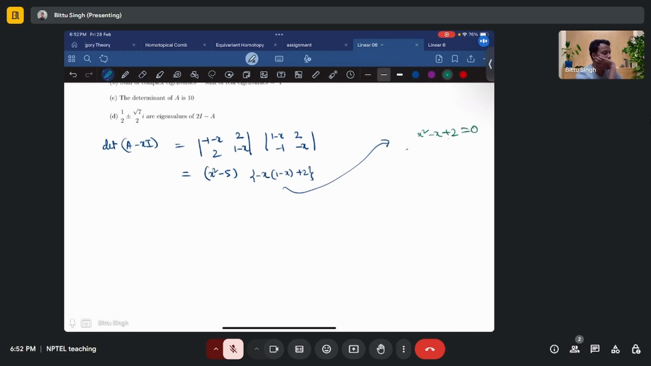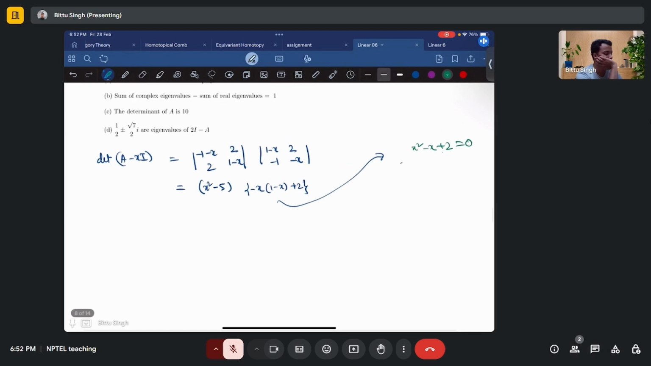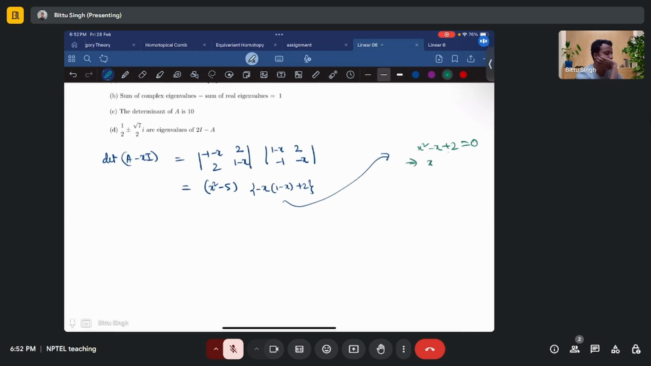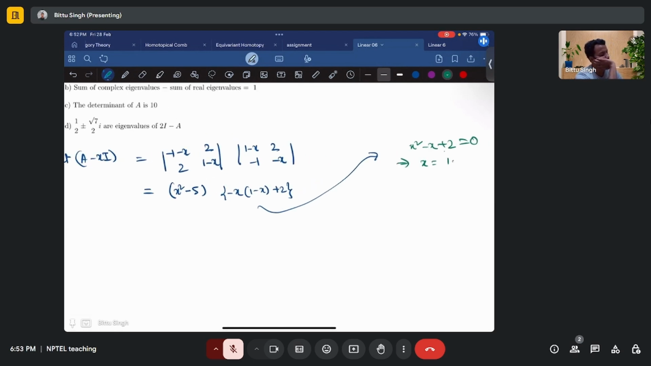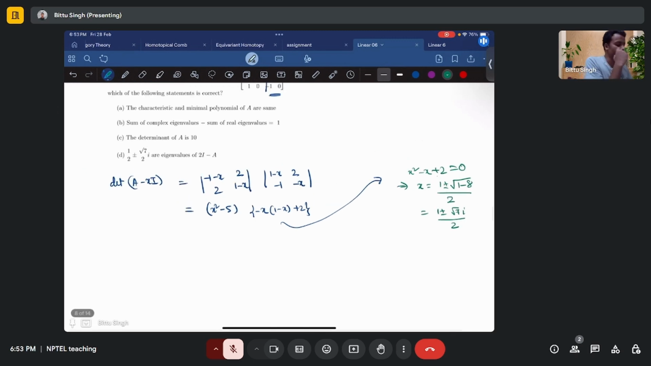But if we write this equal to 0, then the solution of this equation will be x equal to plus 1 plus or minus root of b square minus 4ac. So b square means it is 1, minus 4ac. 4ac means 8. So minus 8, over 2, which is the same as 1 plus or minus root 7i by 2. So those are actually the solutions.